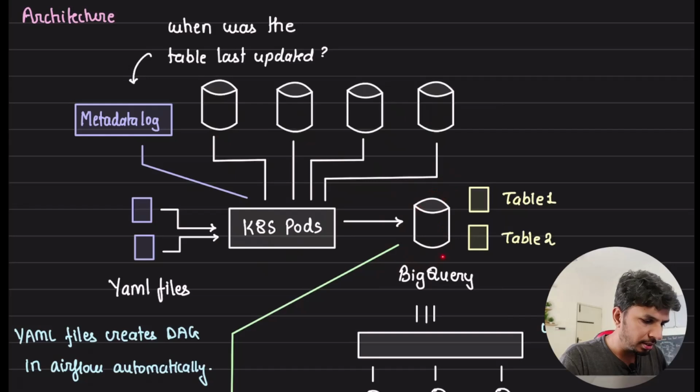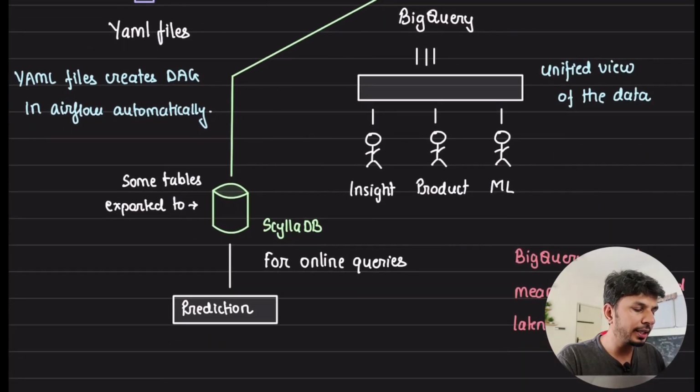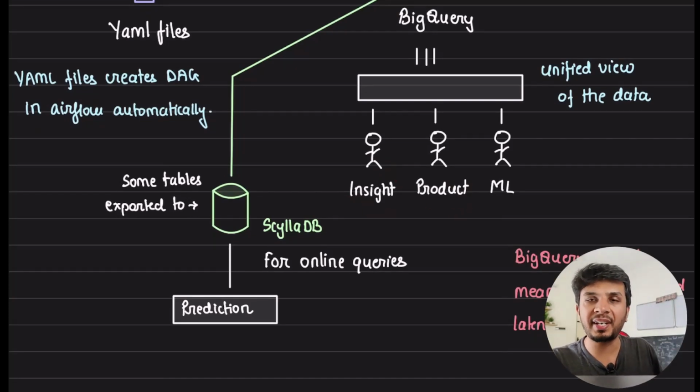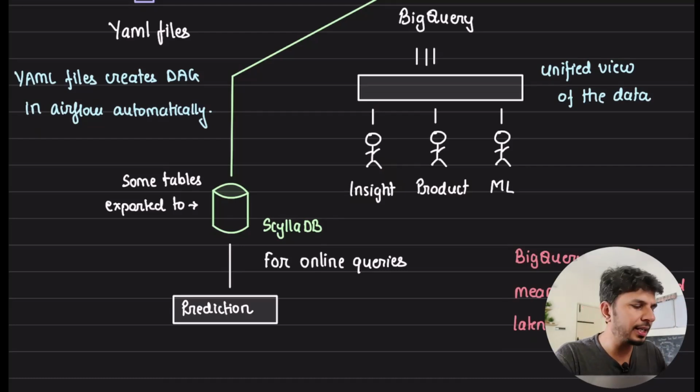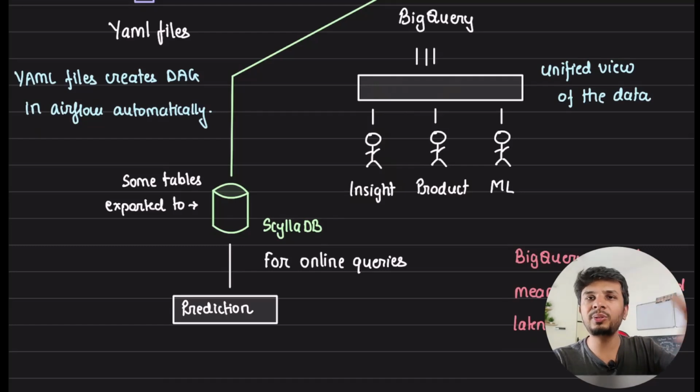Now, from this BigQuery, your data warehouse, what do you get? Your teams, like Insights, Product, ML, are the ones who specify the YAML file. So they would know, okay, this is the table name in which I will find my data, which is periodically updated. Depending on the schedule, it will update, and they can seamlessly get a unified view of data and do their processing. Really very simple, but very interesting, right?